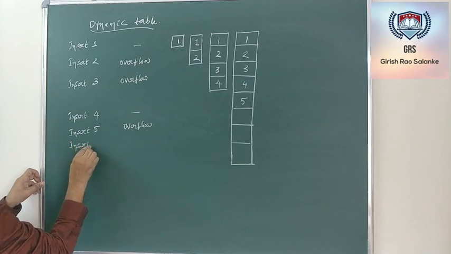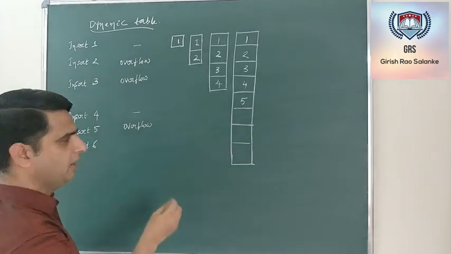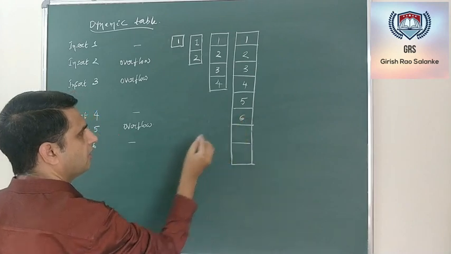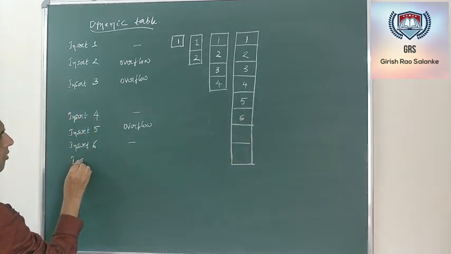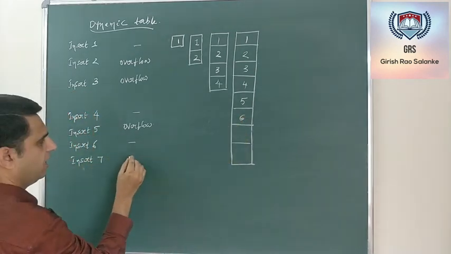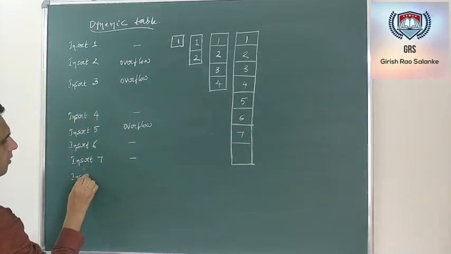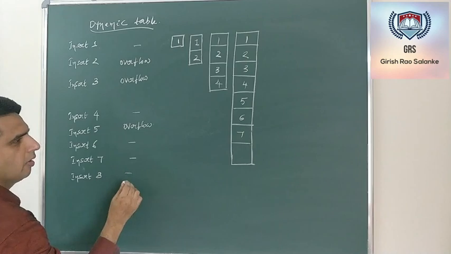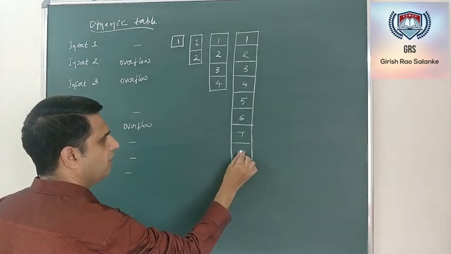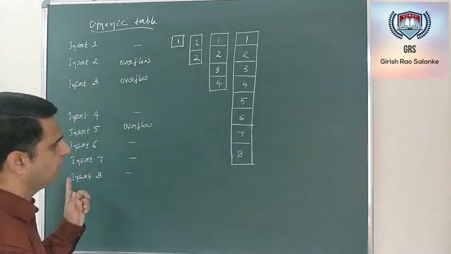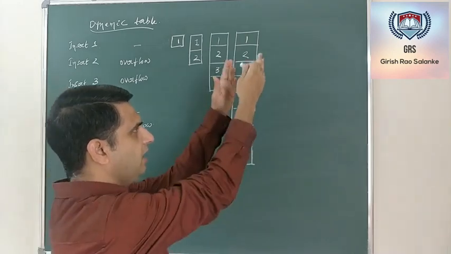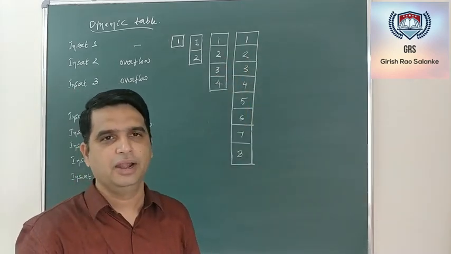Now if I insert 6, is there space in the hash table? Yes, I'll insert. Next, insert 7. Is there space? Yes, I can insert. Next, if I want to insert 8, is there space? Yes, I'll insert 8. Now, if I go for inserting one more element, space will not be there. My hash table size needs to be doubled.